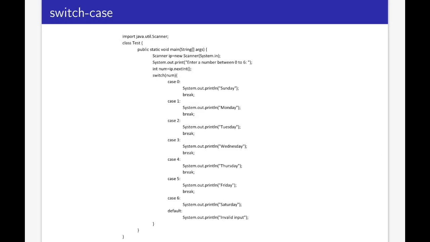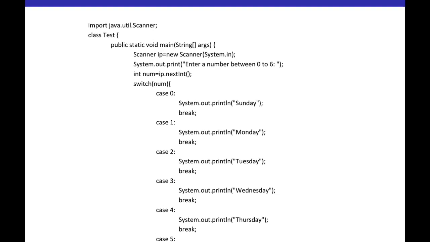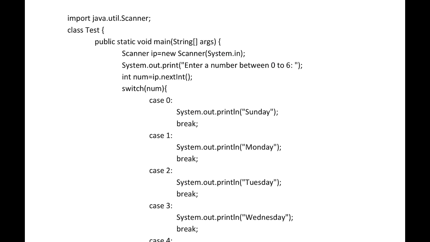Now we will discuss this program and see how the switch case works. The first line, import java.util.Scanner, imports the Scanner class for taking input from the user. Then class Test defines the class. Public static void main defines the main method. Then Scanner ip = new Scanner(System.in) creates a Scanner object for taking input from the user. Then System.out.print "Enter a number between 0 to 6" is going to display that message on the screen. Then int num = ip.nextInt. The integer value received from the user is stored in variable num.